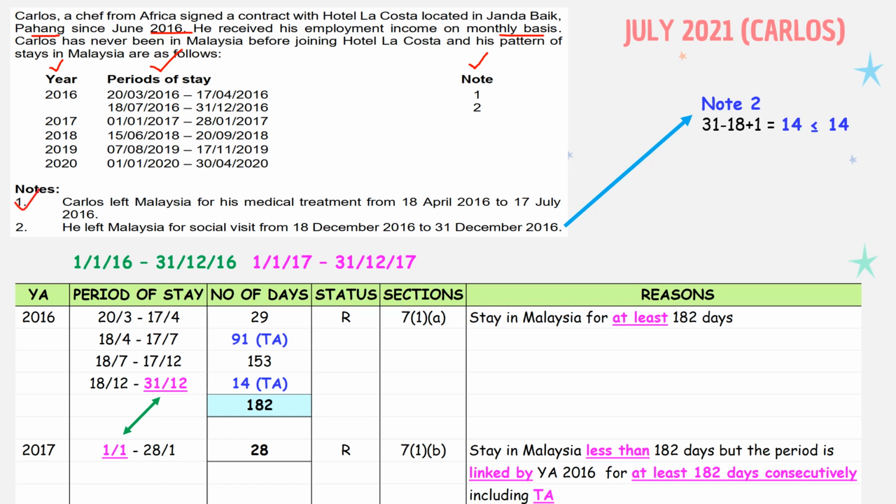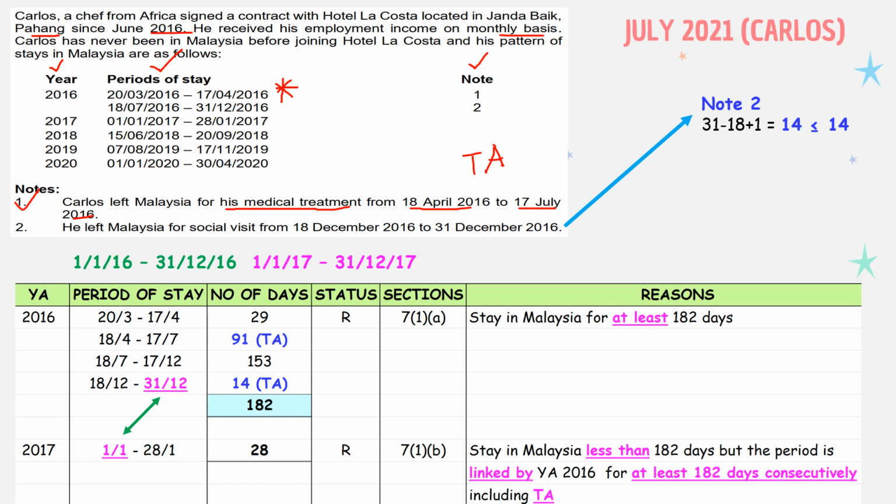Carlos left Malaysia. Okay, look at the reason why he was not in Malaysia. Because of his medical treatment. So he was sick. What's the date? 18 April 2016. Be careful, this is year 2016, until 17 July 2016. Guys, the reason he left Malaysia was to get treatment. So this one falls under one of the 3 categories of TA, right? Which is category number 2, ill health. Therefore, what happened to number 1? Confirm this is temporary absent.